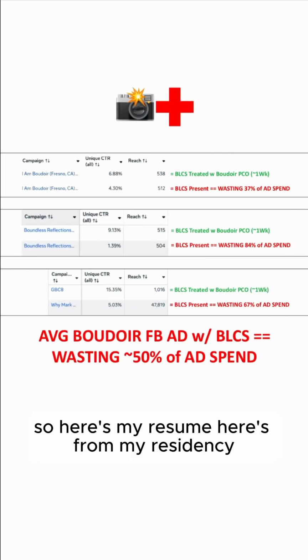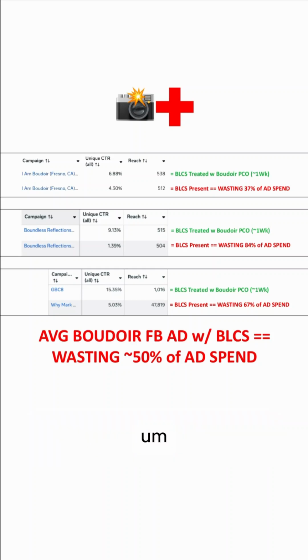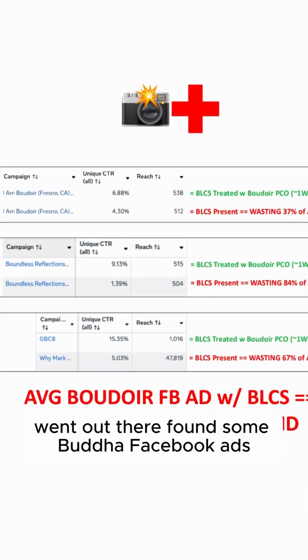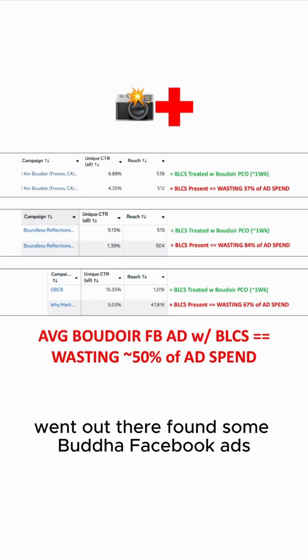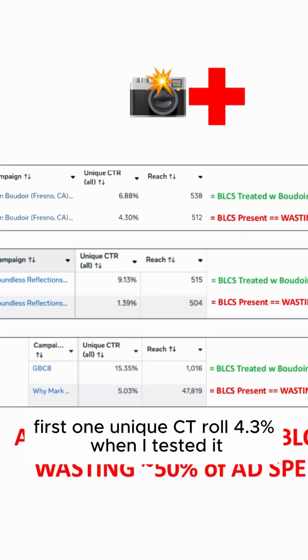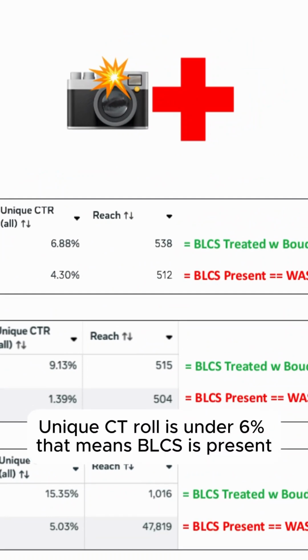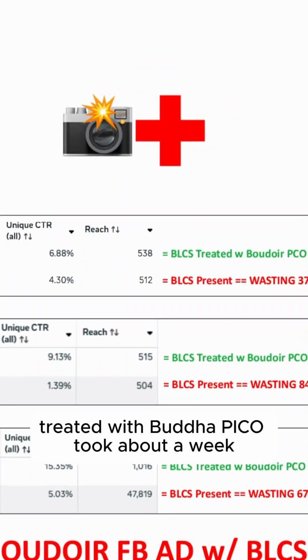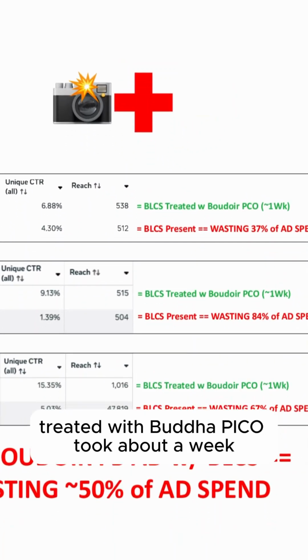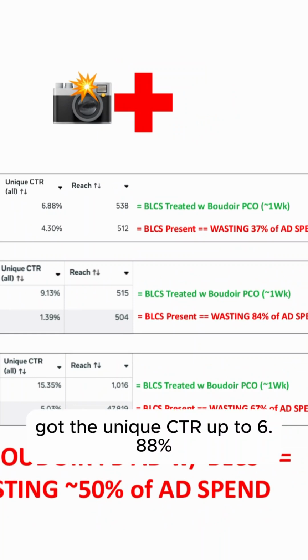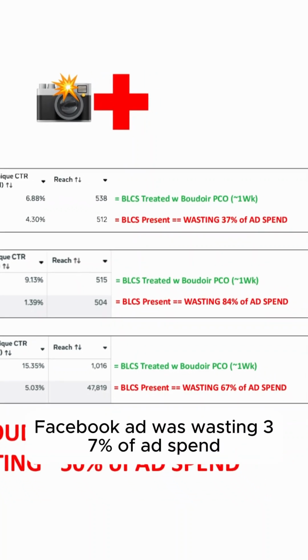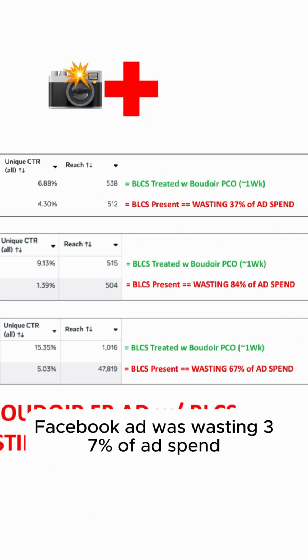So here's my resume, from my residency. I went out there, found some Boudoir Facebook ads, and brought them back to the hospital. First one: unique CTR all was 4.3% when I tested it. Unique CTR all is under 6%, which means BLCS is present. So we duplicated it and treated it with Boudoir Pico. It took about a week, and we got the unique CTR all up to 6.88%. So we found out the original Boudoir Facebook ad was wasting 37% of ad spend.